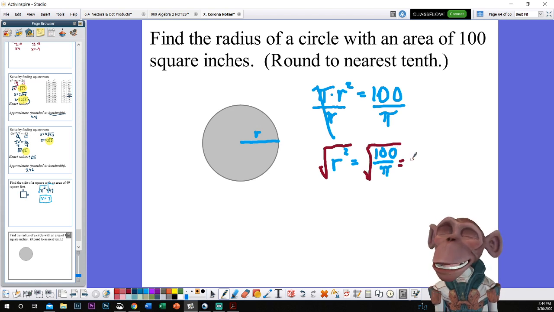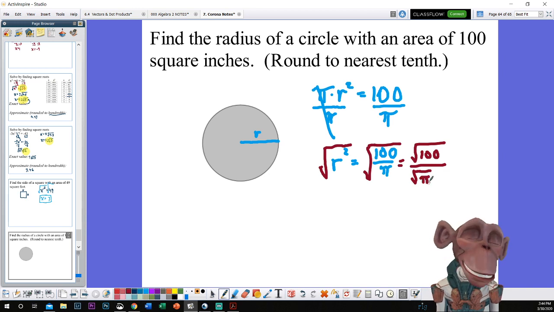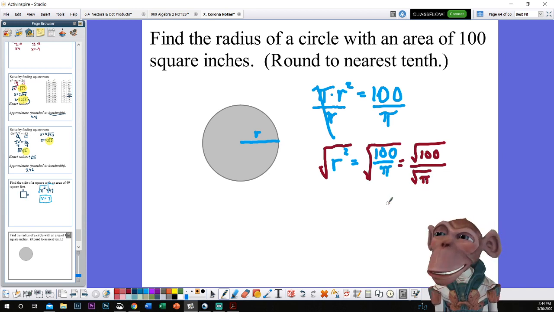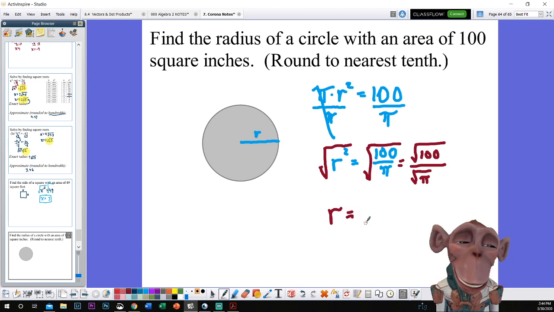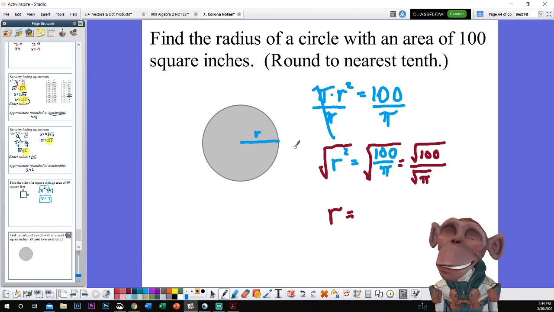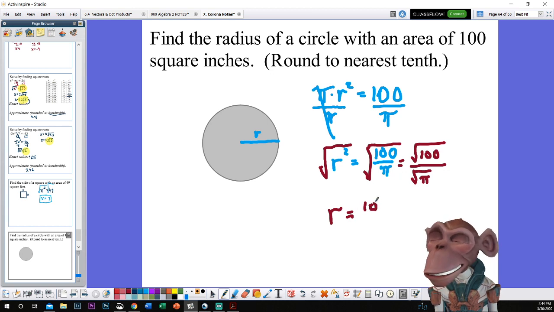Now remember, like before, if I wanted to, and I definitely do, I can put a square root on the top and on the bottom just like that, and think of them as two separate roots. So now I have r equals, now again, normally I would have a plus or minus here. However, for this one, I need only a positive because it's a length. I can't have a negative length. The square root of 100 is 10. And the square root of pi, well, I don't know what that is, so I'm going to leave it as the square root of pi.